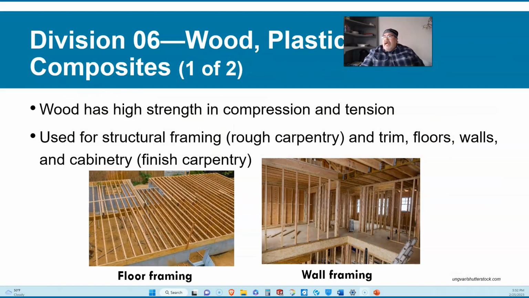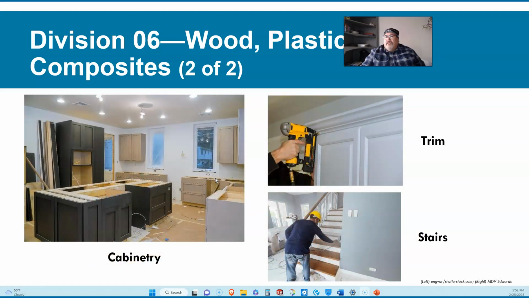Division 6, woods, plastics, and composites. Wood has a high strength in compression and tension and is used for structural framing, your rough carpentry, and your trim, floors, walls, and cabinetry for finished carpentry. Here's an example of trim. Here you're seeing hardwood used on the stairs. Here you see wood being used in cabinetry.